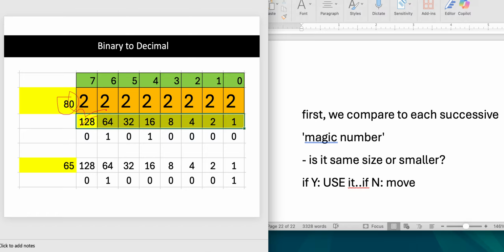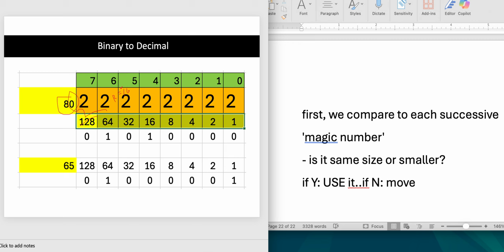Then we take 80 and bounce to the next one. Now, because 64 is lower than or equal to 80, we will use it, and instead of a 0, we'll put a 1. And when I say use it, that means we subtract 64 from 80, and we're left with the remainder of 16. So we carry over the remainder, which is 16, to here.